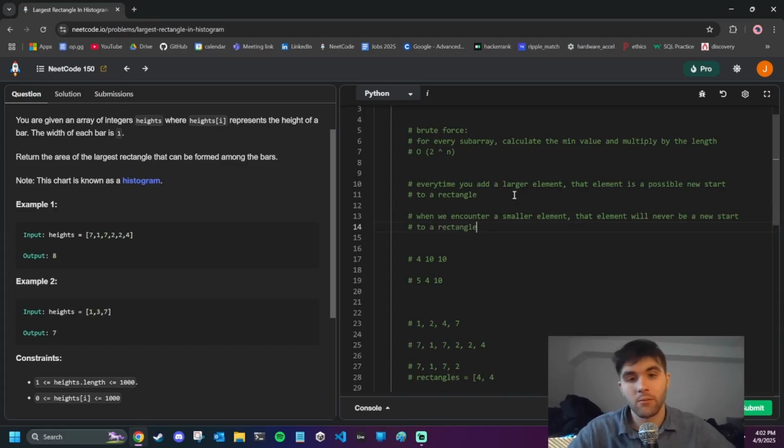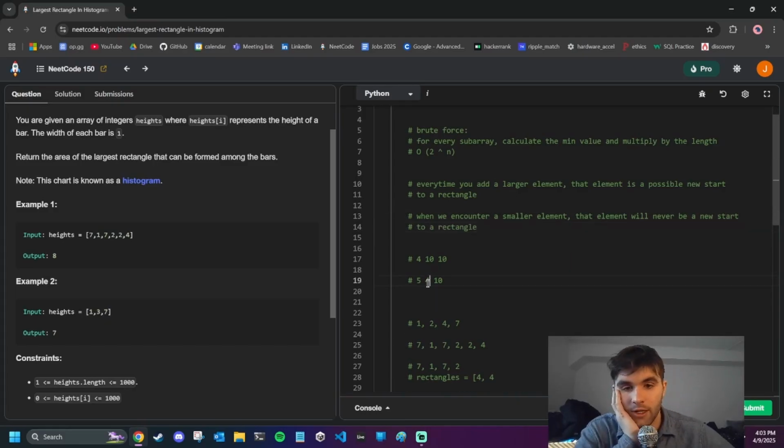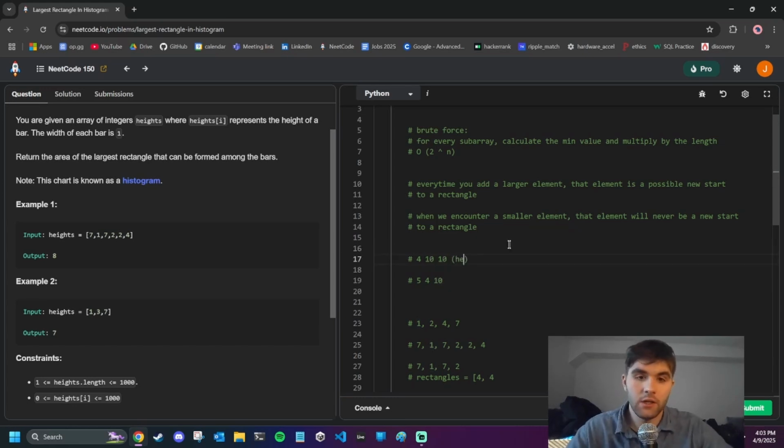We're at 30 minutes, okay. So I'm thinking when we encounter a smaller element, it can never be a new start, because then we would always just include this. So whenever we jump up, it's possible, but not always, that we'll start a new rectangle. So here, it's best to start a new rectangle at 10.